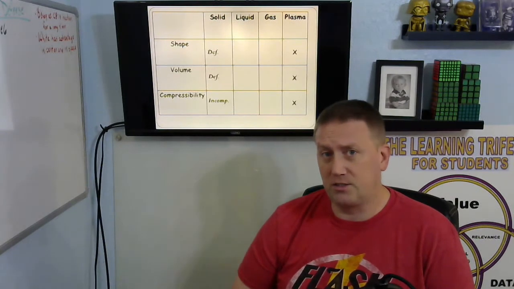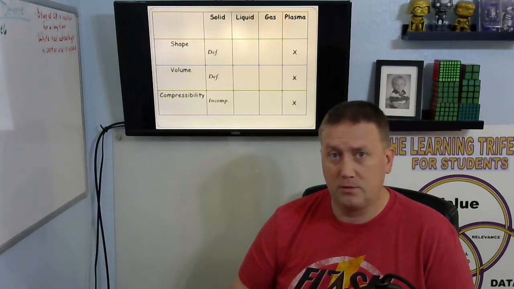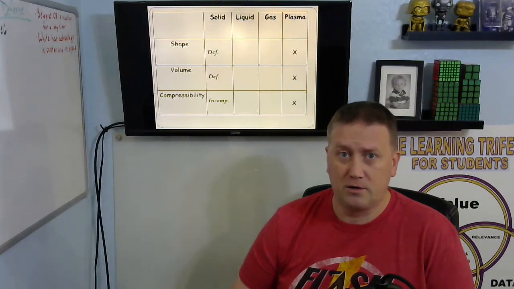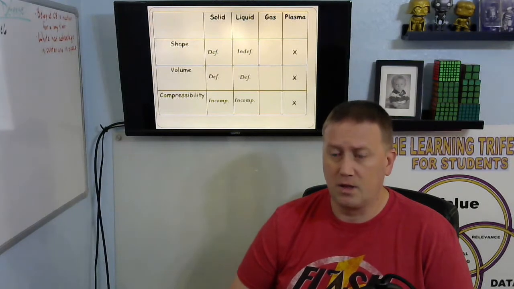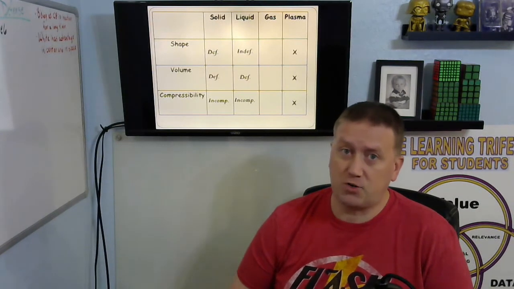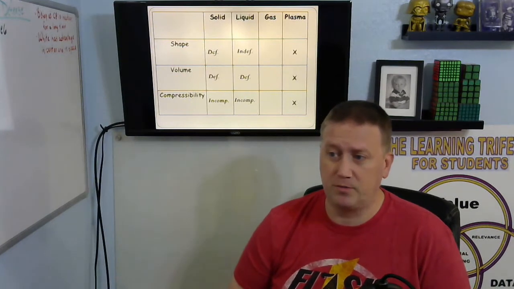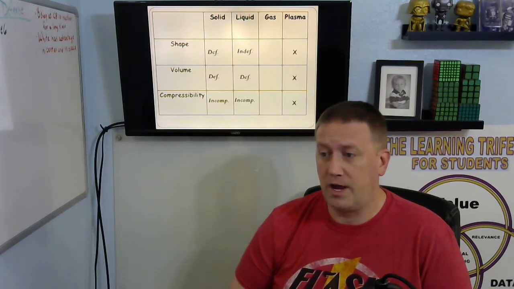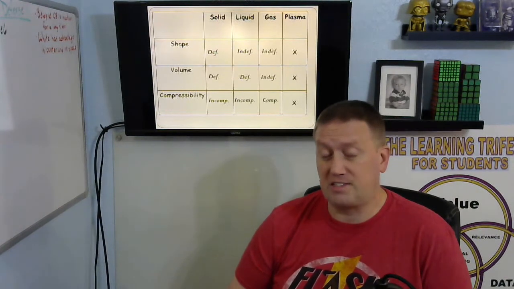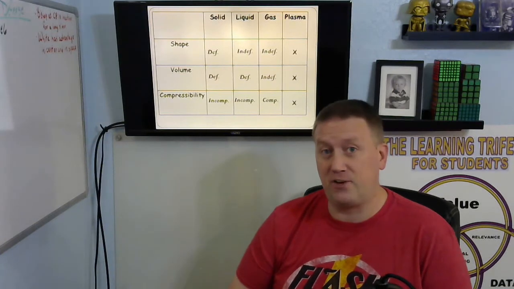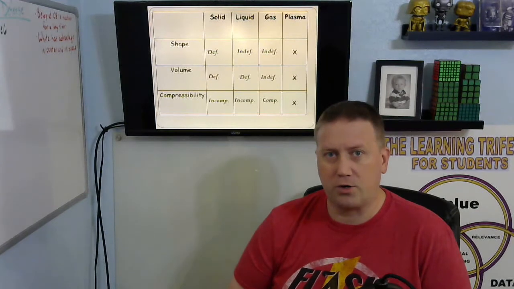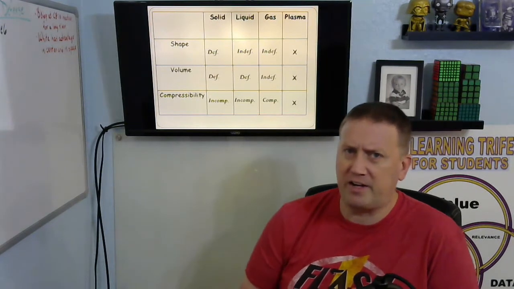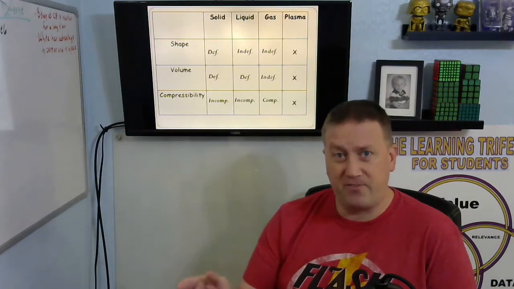Looking at solids, solids will have a definite shape, a definite volume, and solids are essentially incompressible. Liquids, the characteristics are an indefinite shape, definite volume, and again, incompressible. As far as gases go, gases have an indefinite shape, an indefinite volume, but gases are compressible. So keep that in mind as we talk about changes in phases.